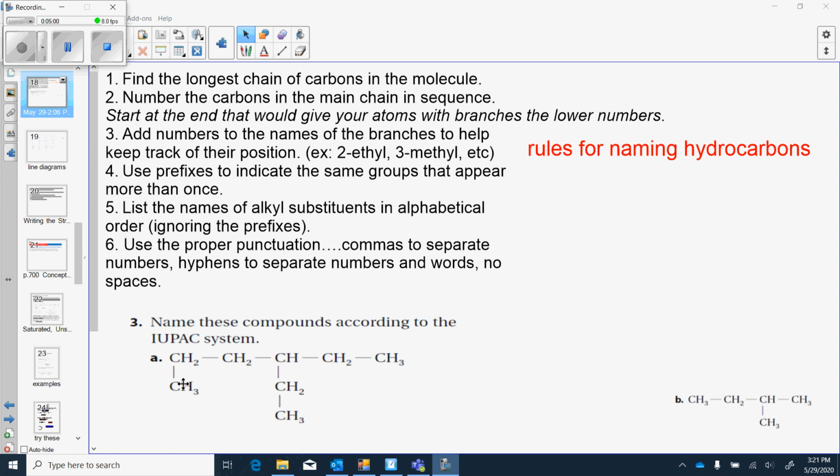This sometimes is tricky. People think it's a branch, but if it's a terminal carbon, you won't have a branch on your terminal carbon. It'll be part of the parent chain if it's there. Remember, terminal carbons are carbons on the left end or the right end of your chain.